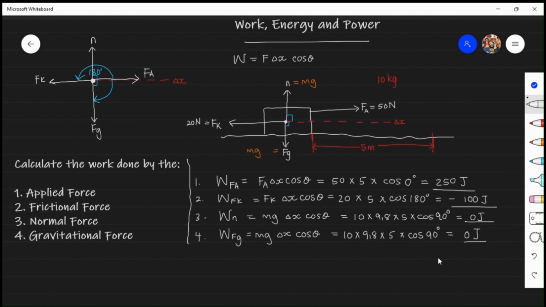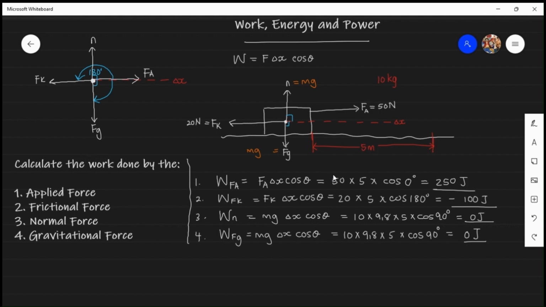So we have now calculated the work done by applied force, frictional force, normal force, and Fg. Let us add one last question to this example. Let us calculate the net work done on the object. Now, net work is also referred to as the total work done on the object. There are two ways of calculating net work. Firstly, we can add up all the individual works that we've calculated, and that will give us the net work done on the object.